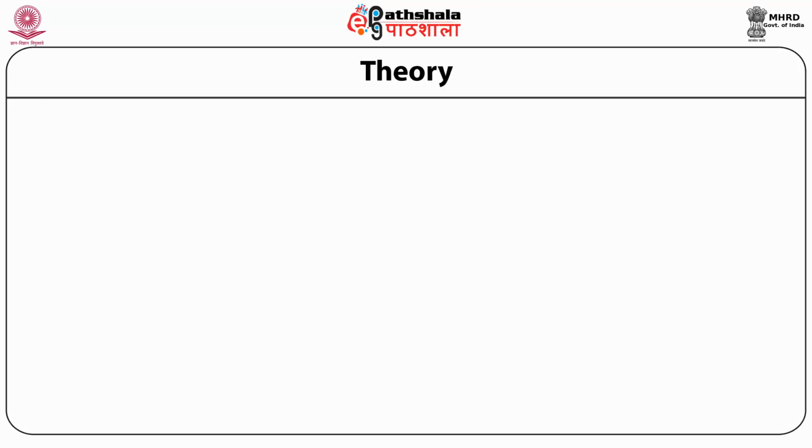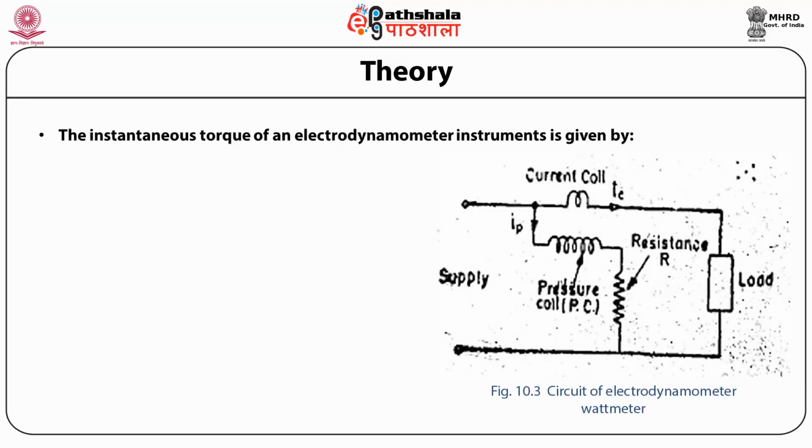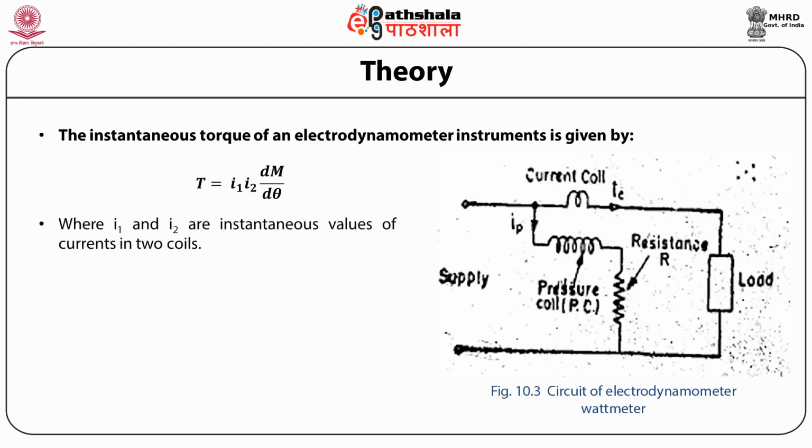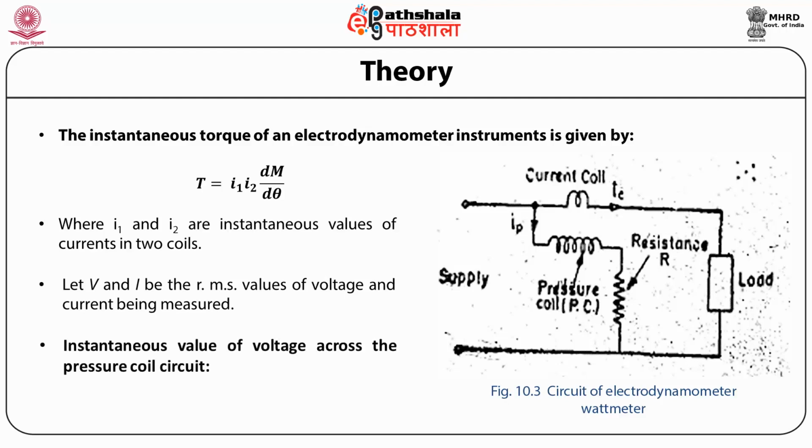Now students, let us see the theory of the working of electrodynamometer wattmeter. The instantaneous torque of an electrodynamometer instrument is given by T = I1 I2 dM/dθ, where I1 and I2 are instantaneous values of currents in two coils. Let V and I be the RMS values of voltage and current being measured. Then the instantaneous value of voltage across the pressure coil circuit is given by v = √2 V sin ωt.